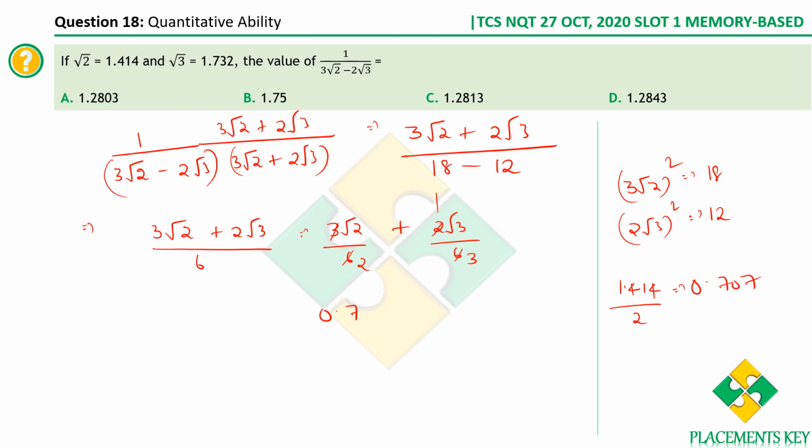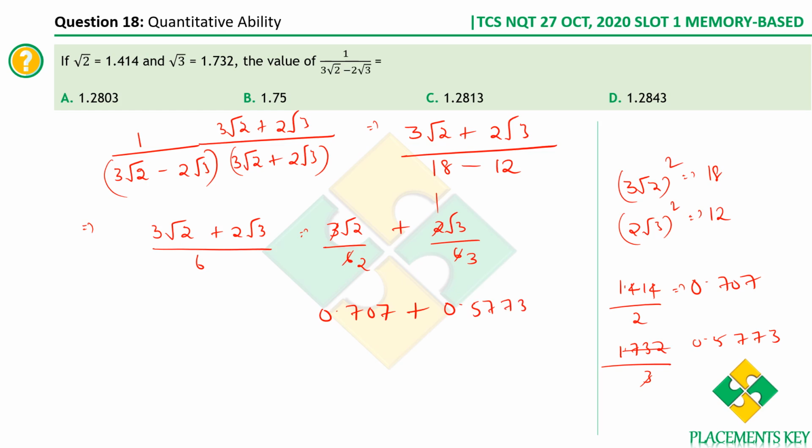So this value we've already got is 0.707 plus root 3. You know the root 3 value is 1.732. Let's divide by 3. You get it as 0.5773 and the 3 repeats.